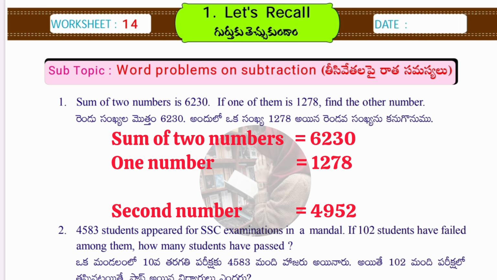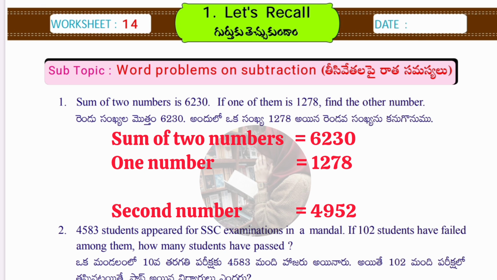Let's see the solution. The sum of two numbers is 6230. One number is 1278. If we do the subtraction here, we'll get 4952 as the result, which is the second number. If you have a doubt, you may cross check also. Just add the first number and the second number. You will get the sum of the numbers, which is 6230. In this way you may cross check the answer.